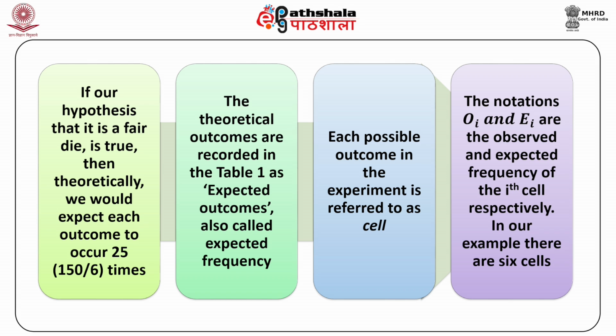Accordingly, the notations O_i and E_i are the observed and expected frequency of the ith cell respectively. In our example, there are 6 cells, therefore i ranges from 1 to 6.